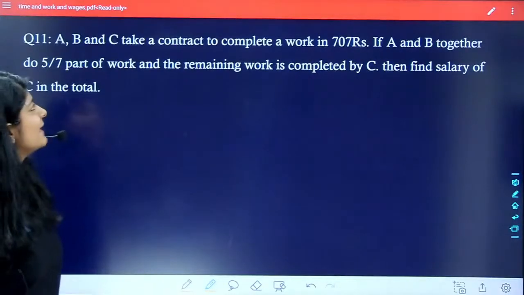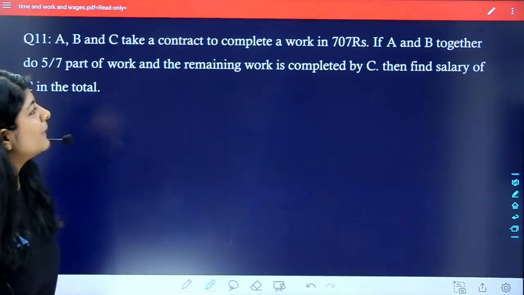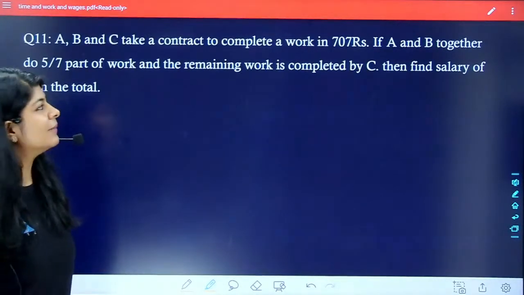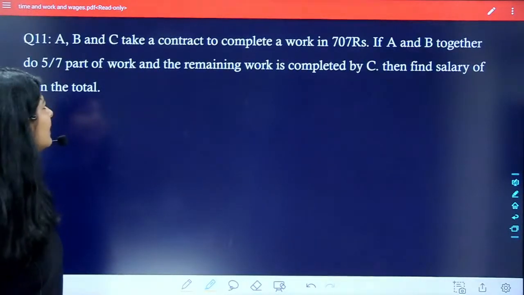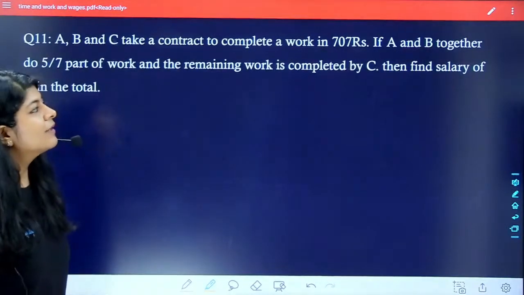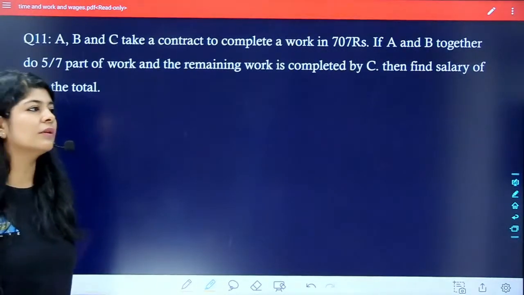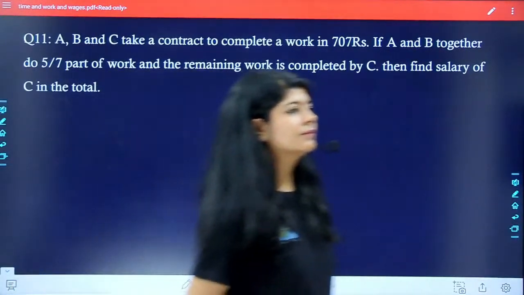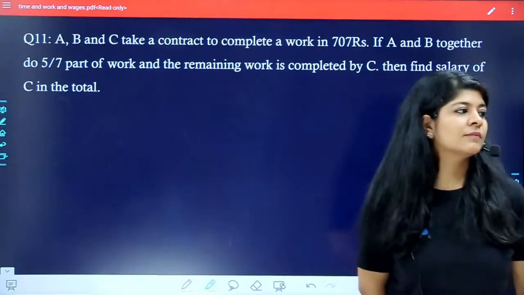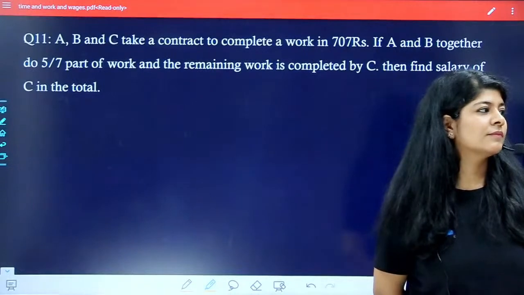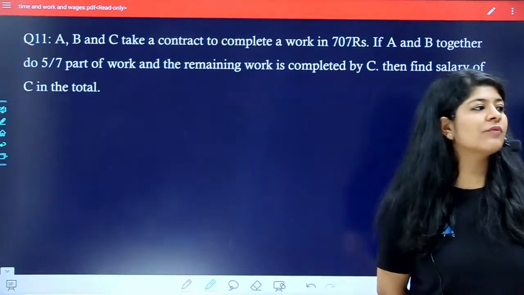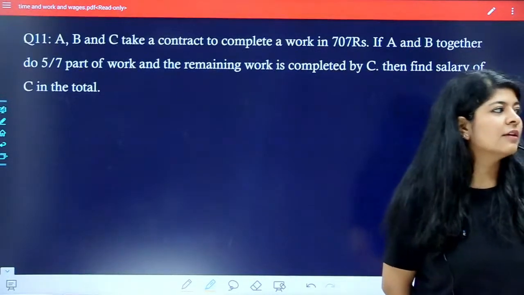A, B and C take a contract to complete a work in 707 rupees. If A and B together do 5/7th part of the work and the remaining work is completed by C, then find the salary of C in the total. What we have to find out? We have to find out the share of C in total.